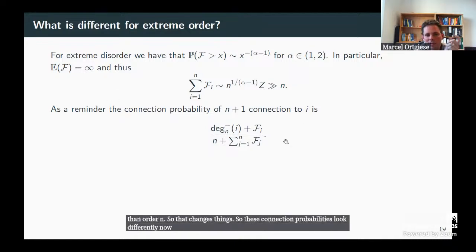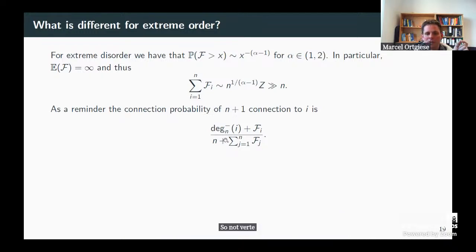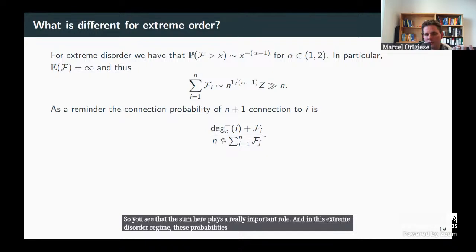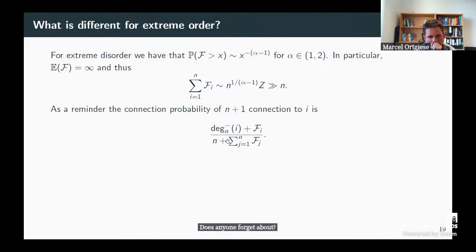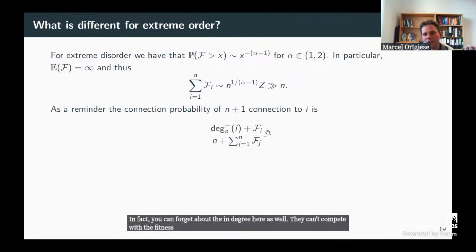So the connection probability for a new vertex to connect to another vertex is just in-degree plus fitness, and the normalization is n plus the sum, modulo some constants. So you see that the sum here plays a really important role, and in this extreme disorder regime, this n you can forget about. In fact, you can forget about the in-degree here as well. They can't compete with the fitness. So it's essentially just like you choose a vertex with probability proportional to its fitness.